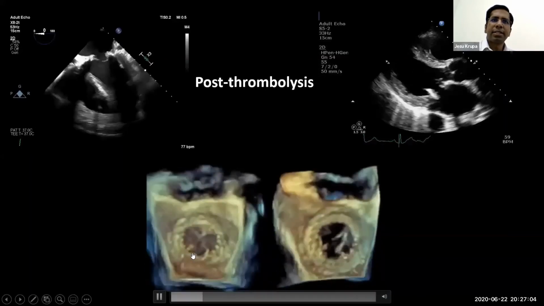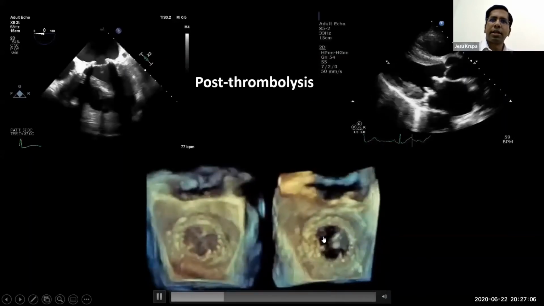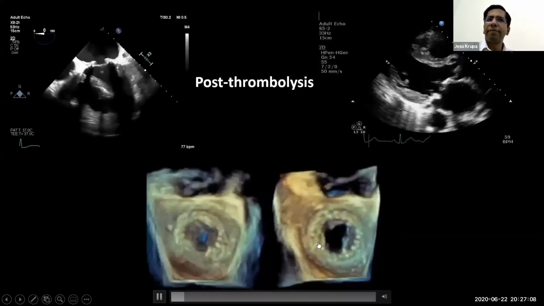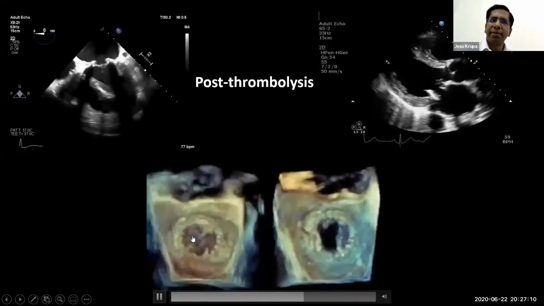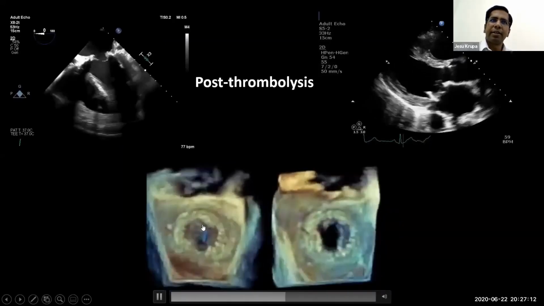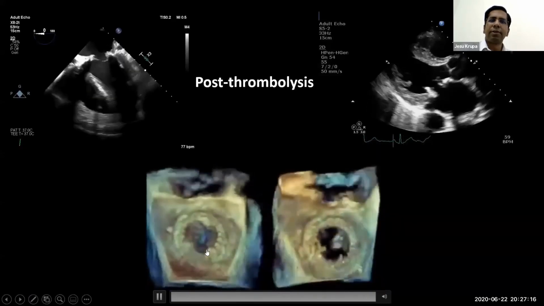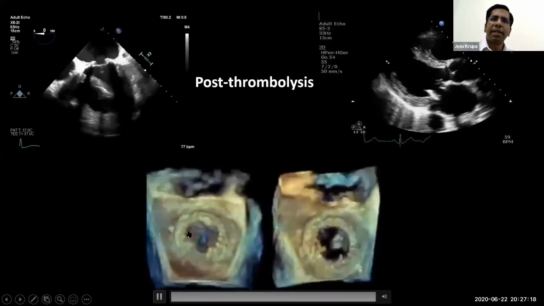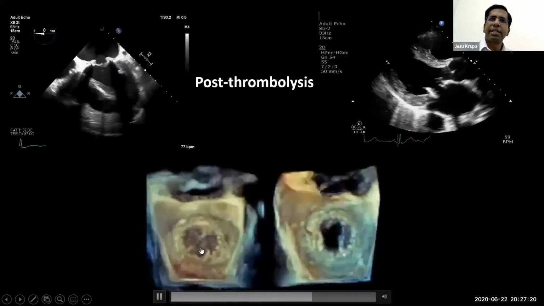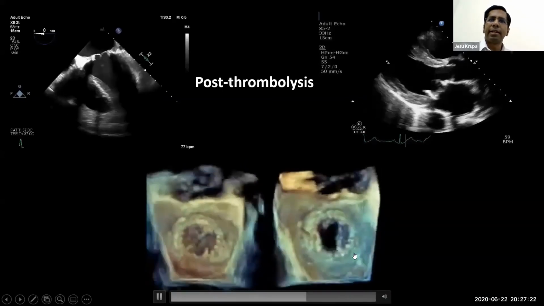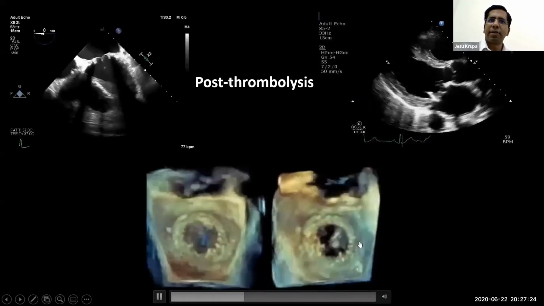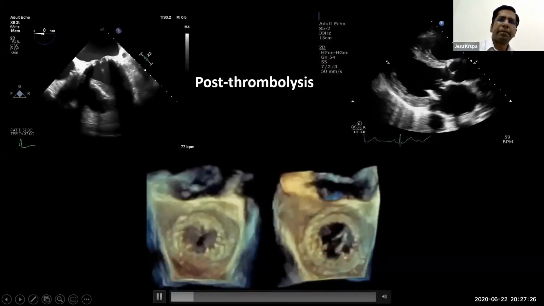And this is just to show pre and post thrombolysis, not very great 3D images, but here you can see the clot over the mitral valve. This is looking at it from the top, that is, from the left atrial aspect. You can see the clot here, and here it has disappeared. Of course, you can see a lot of dropouts also.